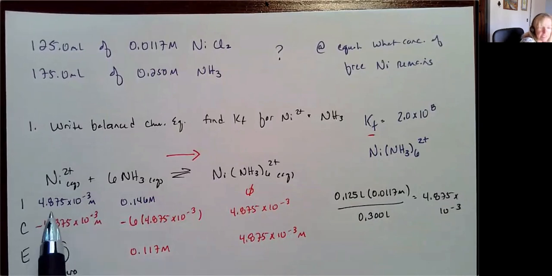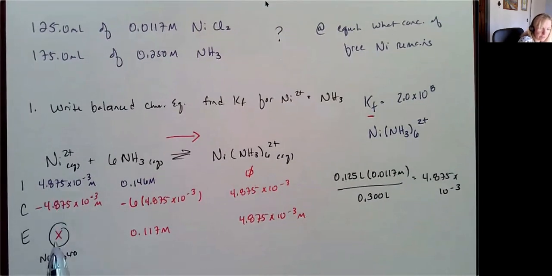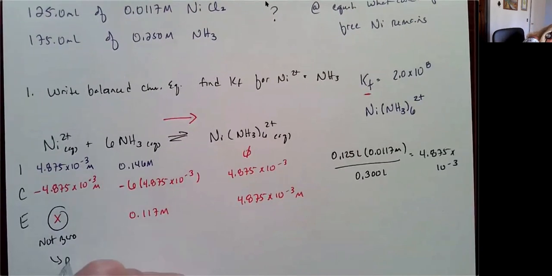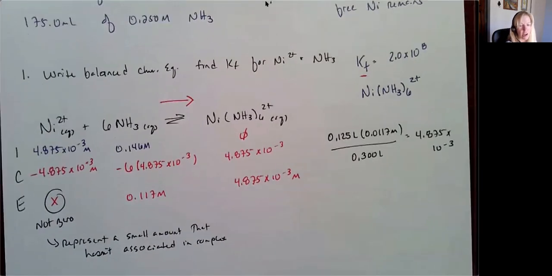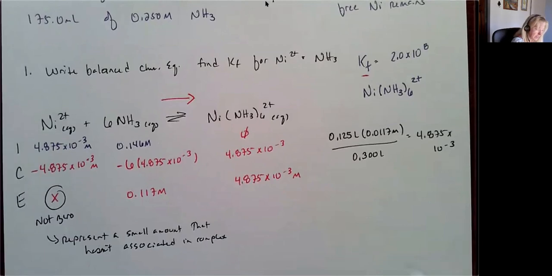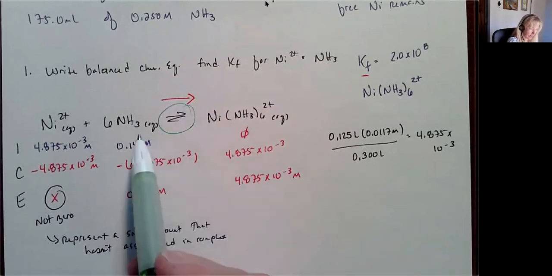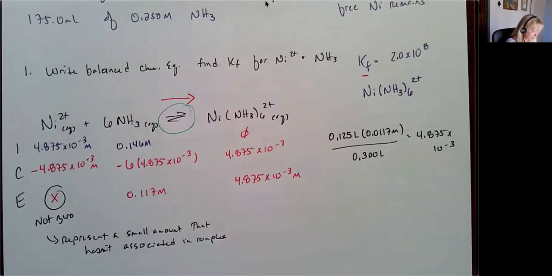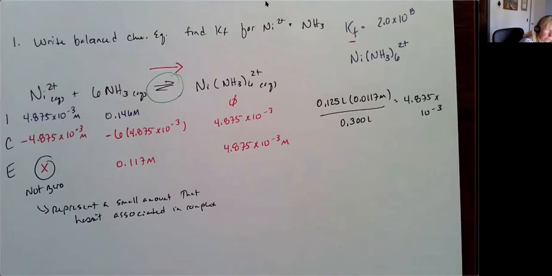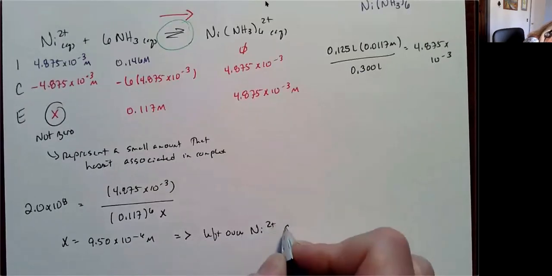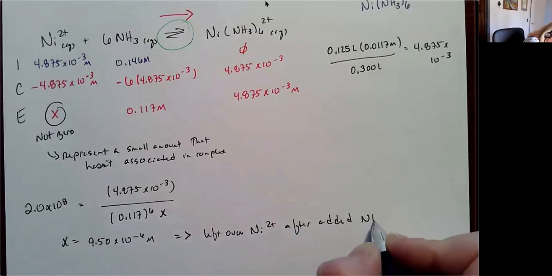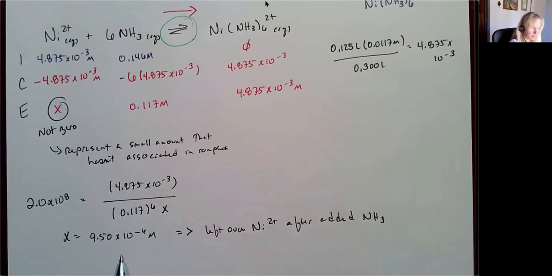So this is not 0. Even though if I did this math here, I would get to 0. Because this is going to represent a small amount that hasn't associated in a complex. So it's not going to go to 100% completion because I have this guy here, even though I have a significant amount of ammonia here. I'm going to have a really small fraction that's going to be X that doesn't go into solution. So this is my leftover nickel ion after I've added NH3 to my solution. So a really small amount here.